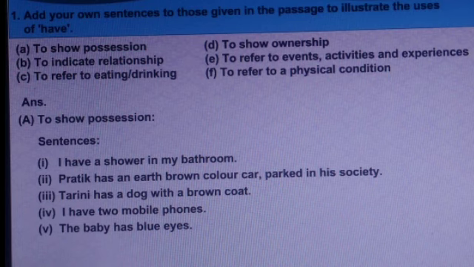The first one is to show possession. I have a shower in my bathroom. Again, it shows certain possession. Second example, Pratik has an earth brown color car parked in his society. That means Pratik possesses a car. Third example, Tarini has a dog with a brown coat. Number 4, I have 2 mobile phones. Number 5, the baby has blue eyes. Here, all the sentences show certain possession.